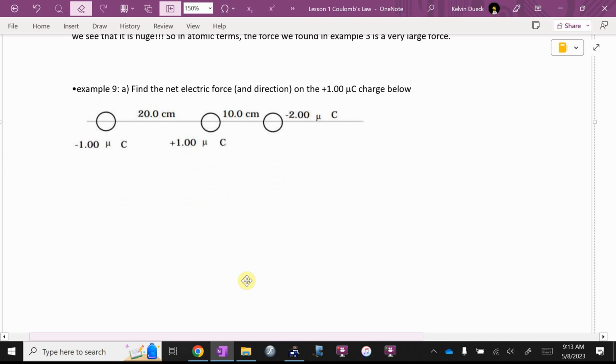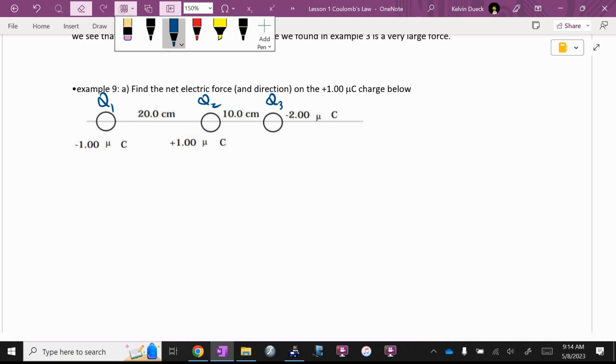Anytime you get a charge picture, if they haven't done it for you already, label them. I'm going to call this one Q1, Q2, Q3. Do yourself a favor. And so now, which charge do they want me to find the net force on? Q1, Q2, or Q3? Read the question and figure it out. They want me to find the force on Q2. They don't want me to find the force on Q1. They don't want me to find the force on Q3. Well, Q2 is feeling force from 2 other charges, Q1 and Q3.